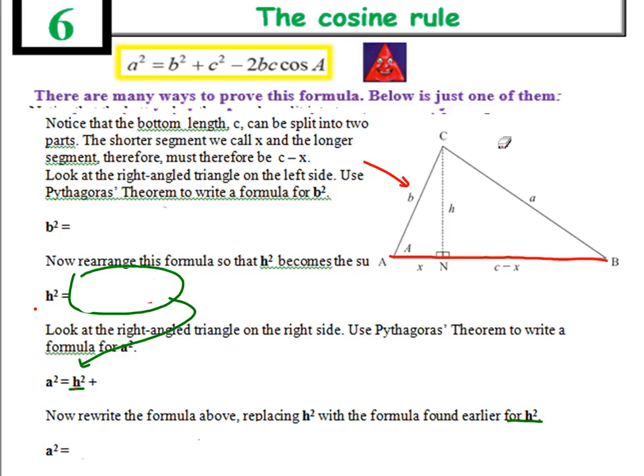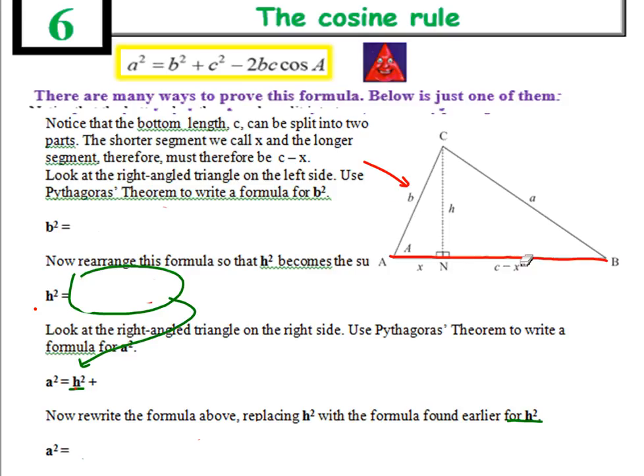So here's your non-right angle triangle again. We've got angles A, B, and C, and lengths a, b, and c. Notice that the bottom length, in red, is c, of course, and it can be split into two parts. The shorter segment here we'll call x. When you subdivide the non-right angle triangle into two right angle triangles and label the height h, but that's been done for you.